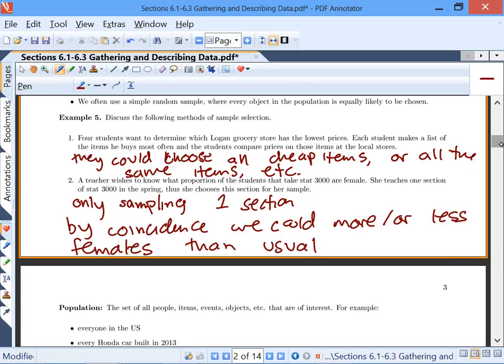So what you could really do to make it fair is, ahead of time, think of a lot of things you could buy at the grocery store. Make a list of like 200 or 300 items and randomly pick like 30 items or so, and then compare those same items at each store. That would help eliminate a lot of your bias.